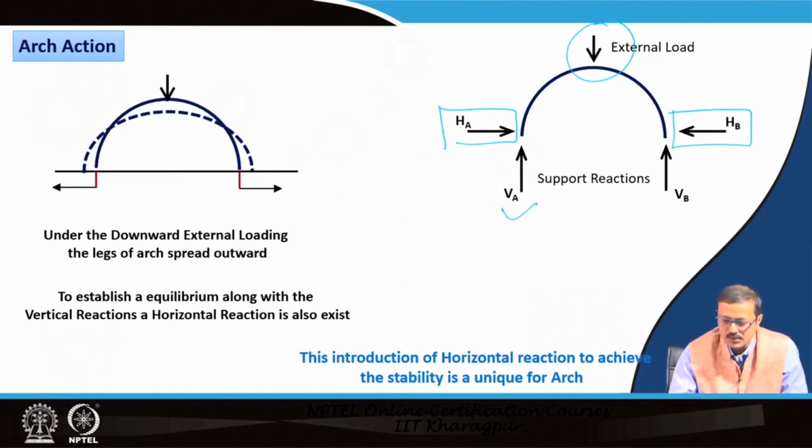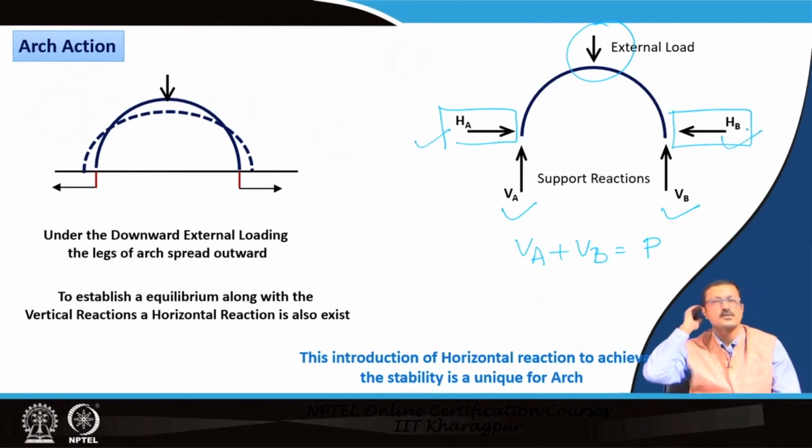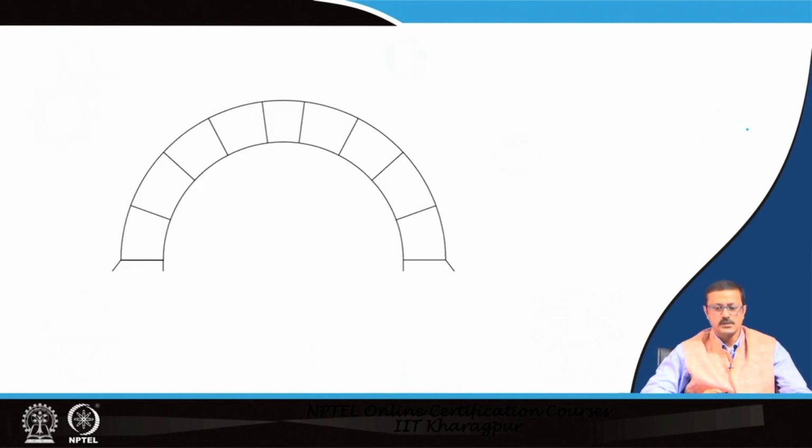Vertical reactions are also there, because VA plus VB must be equal to this external loading P, but there will also have to be some horizontal reactions, and due to this horizontal reaction the systematic arch action will take place.